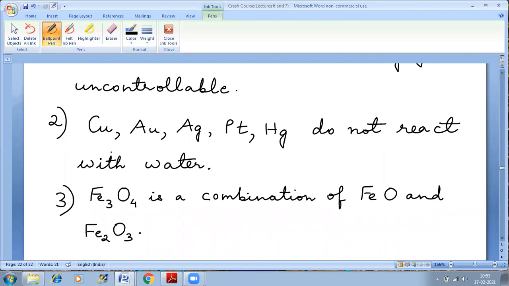What is Fe3O4? It's a combination of these two oxides of iron, FeO and Fe2O3. These two together form Fe3O4.